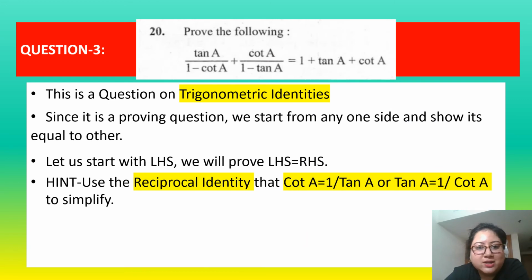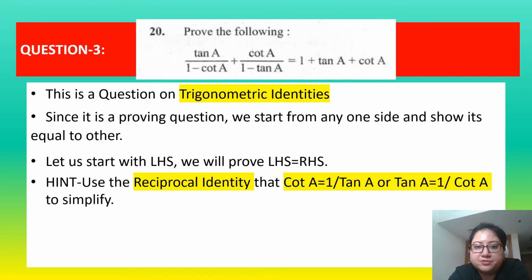Okay, students, now let's solve the last and final question of our today's doubt session. That is question number 3. I will first read out the question for you as usual. So here we need to prove the following trigonometric identity which is given to us. So it is a question which is based on trigonometric identities, as you must have observed by now.